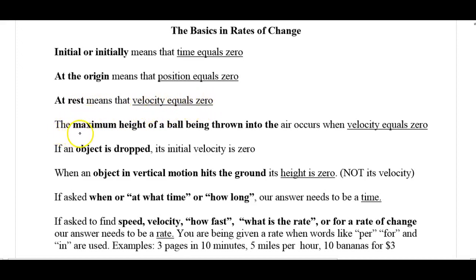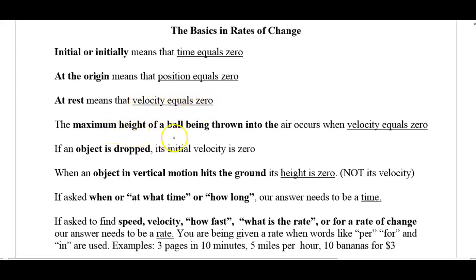Now if a problem asks you for the maximum height of a ball being thrown into the air, we can think about that. If I throw a ball into the air, when it reaches its maximum height before it turns and goes to the ground, at its very maximum height, it's going to stop. And if it's going to stop, that means the ball is going to be at rest. So when an object was at rest, we set the velocity equal to 0.